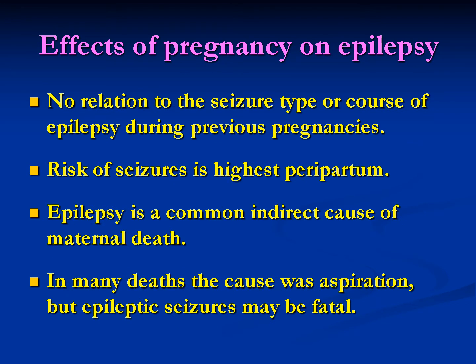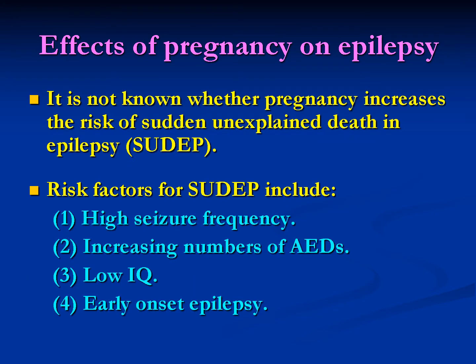What is the effect of pregnancy on epilepsy? There is no relation to the seizure type or the course of epilepsy during a previous pregnancy. The risk of seizure is highest in the peripartum period. Epilepsy is a common indirect cause of maternal death. In many deaths, the cause was aspiration, or epileptic seizures may be fatal. It is not known whether pregnancy increases the risk of unexplained death. The risk factors include high seizure frequency, an increased number of anti-epileptic drugs, low IQ, and early onset epilepsy.